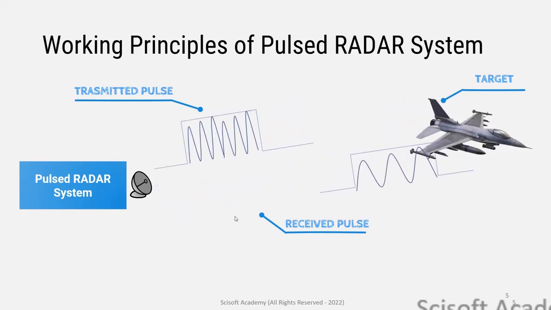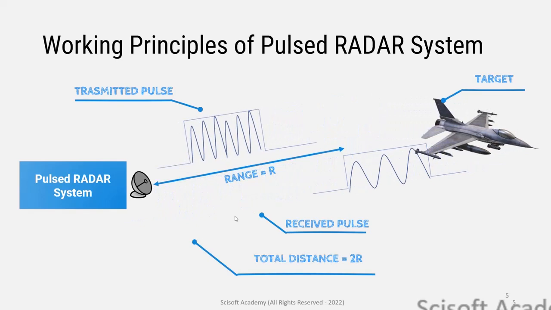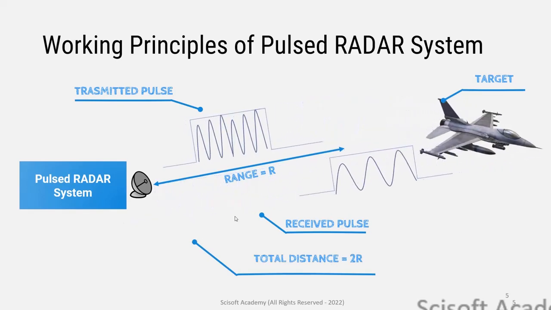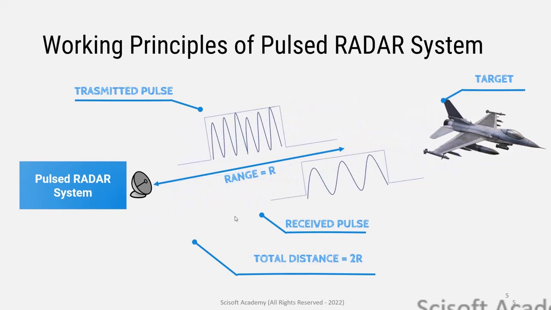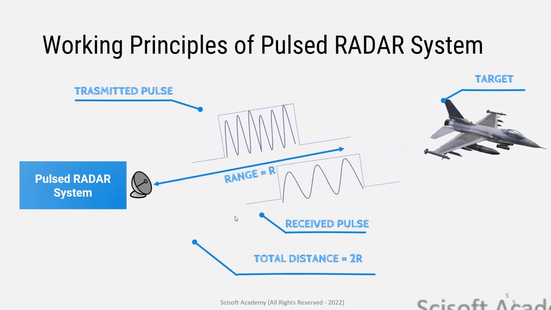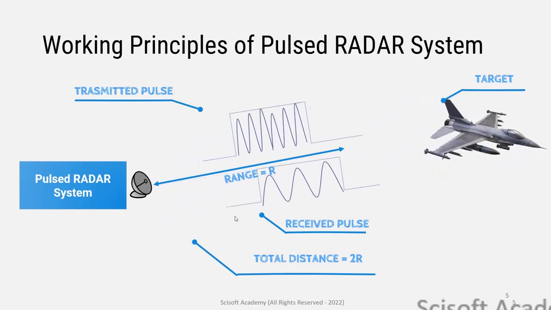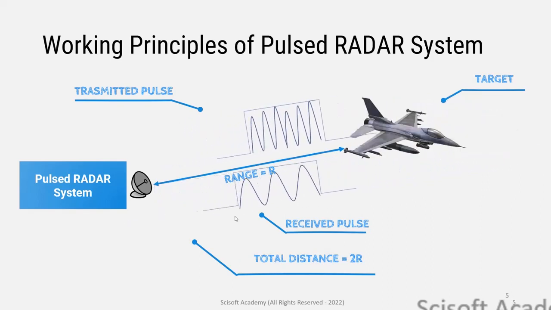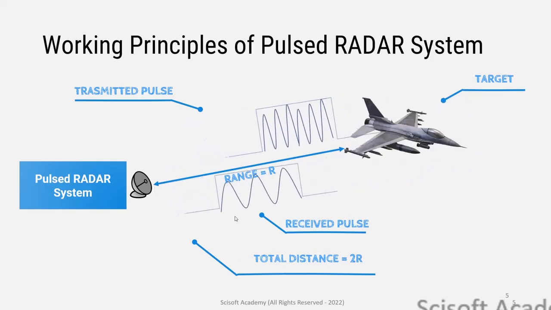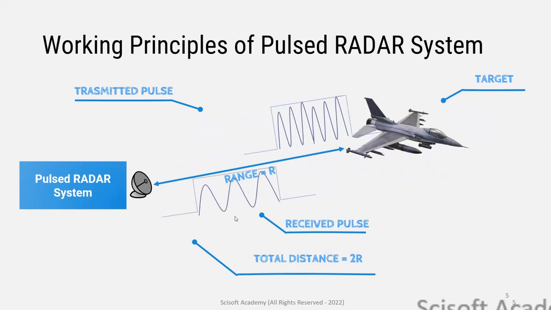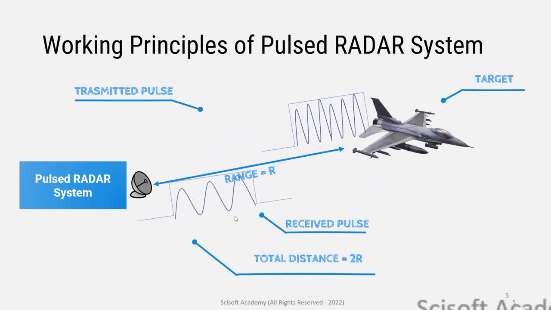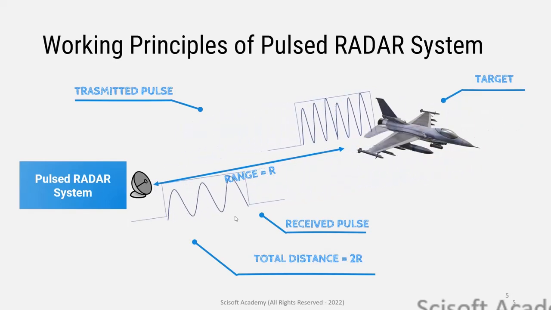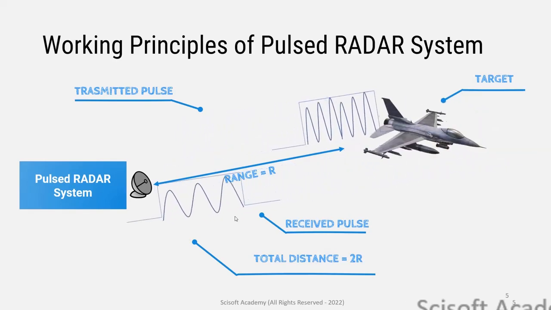And from here, the range is going to be R. Let's say the distance between the antenna and the target is R, then the total distance traveled by the pulse is going to be 2 times R, because the signal has to travel from the antenna to the target, that is 1 times R, and from there the signal is going to get reflected by the target, from the target to the antenna again. That's why the total distance is going to be 2R.